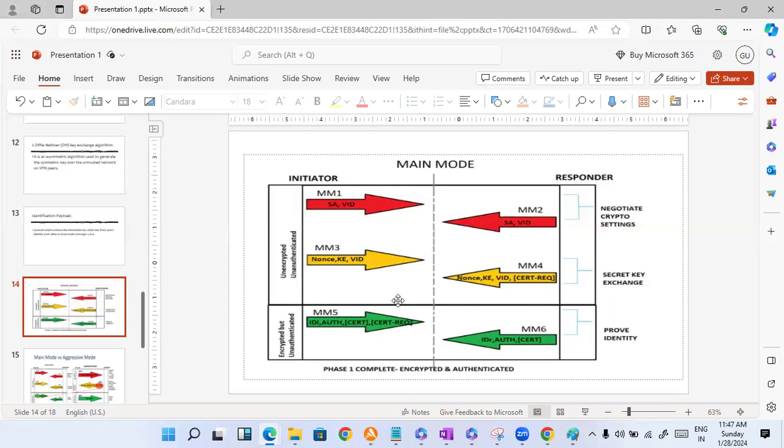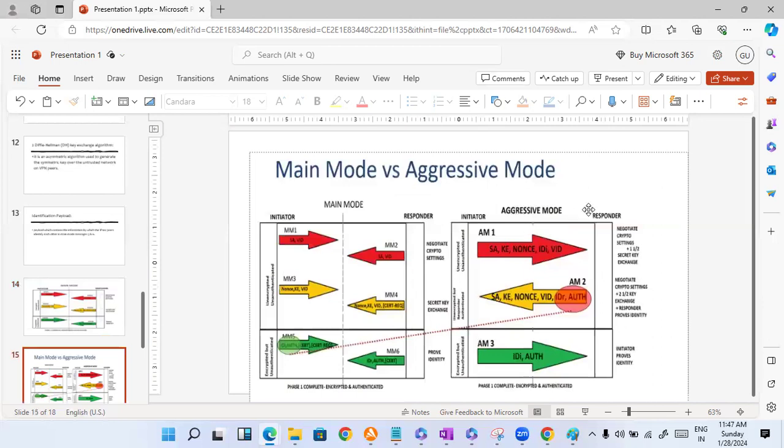We will also look over the packet capture. I have packet capture files, so you will get a detailed view of this. And I will tell you the difference between main and aggressive mode.